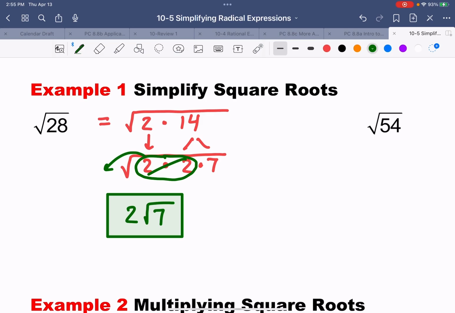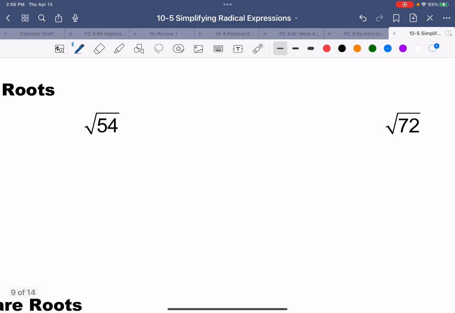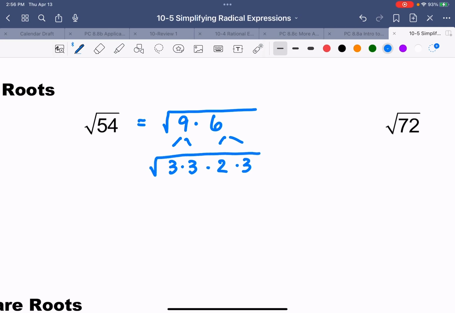Okay, 54. I'm going to take this and write it as 9 times 6. 9 breaks down into 3 times 3. 6 breaks down into 2 times 3. I can't go any further. Those are all prime numbers.